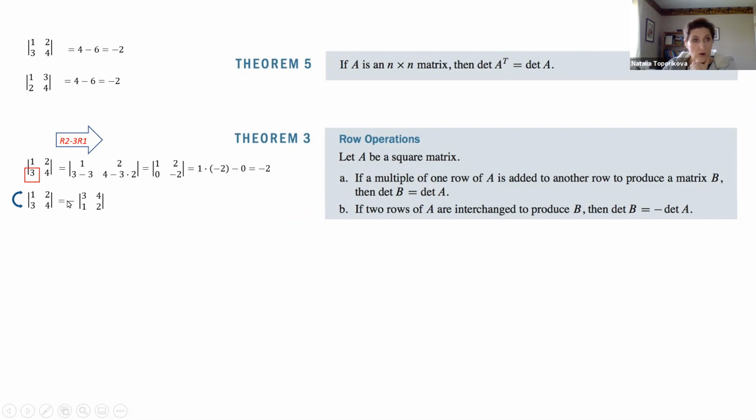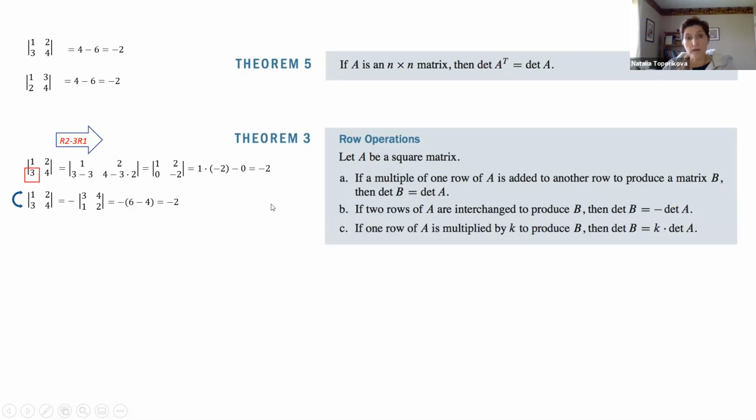Okay, so let's just do that. We exchange the order of our columns, and we put the negative in front of it to follow property B. Again, we just calculate the product of our diagonal elements. And indeed, again we get -2, exactly the same determinant as in the 3 cases before. So, okay, that seems to be working.